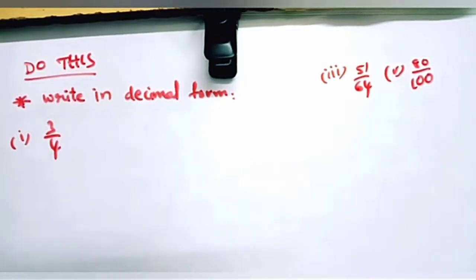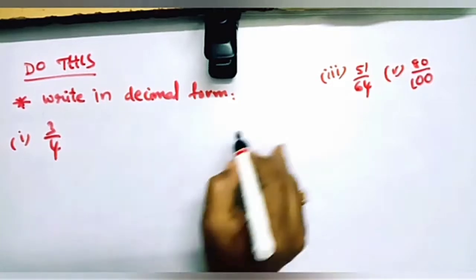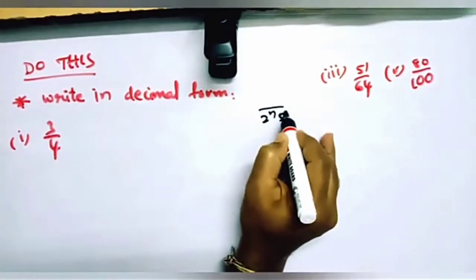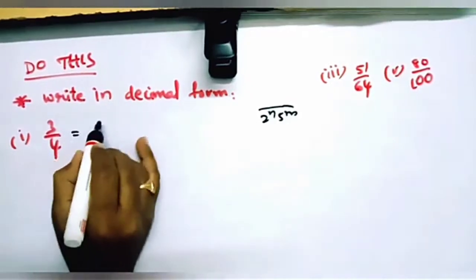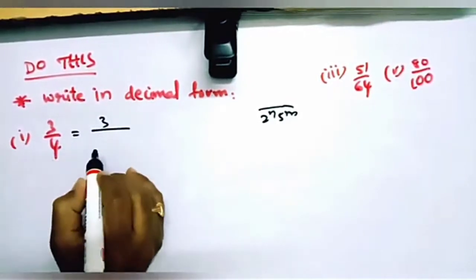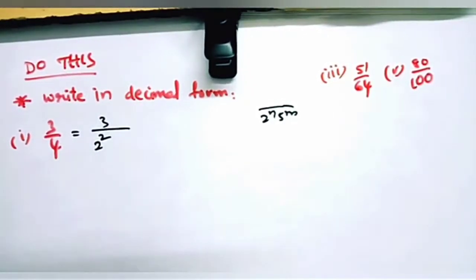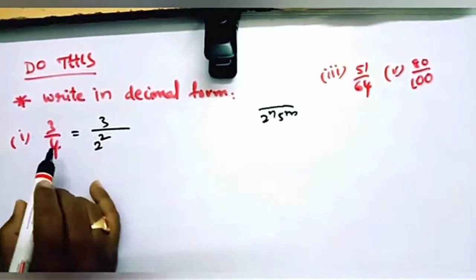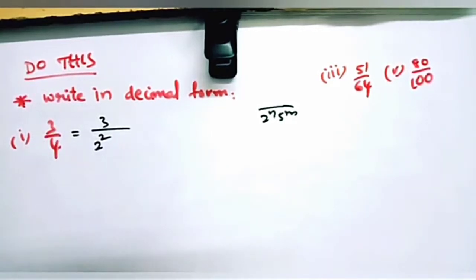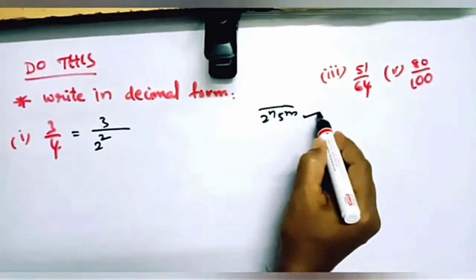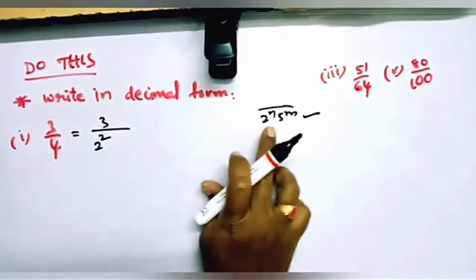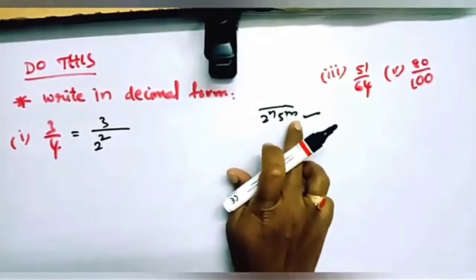Here 3 by 4 is given, so first we need to convert the denominator into the form 2 power n into 5 to the power of m. It is not in that form, so in 3 by 4, you should write 2 square. If you do the division you will also get the decimal form, but without doing the division we need to find the decimal form by converting the denominator into 2 to the power n and 5 to the power of m.